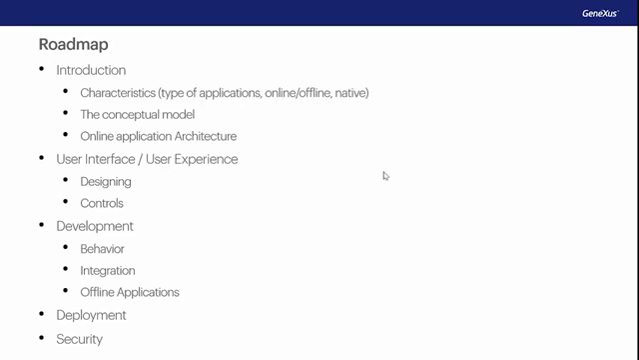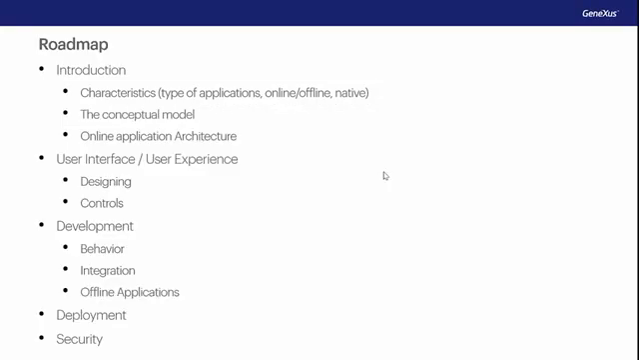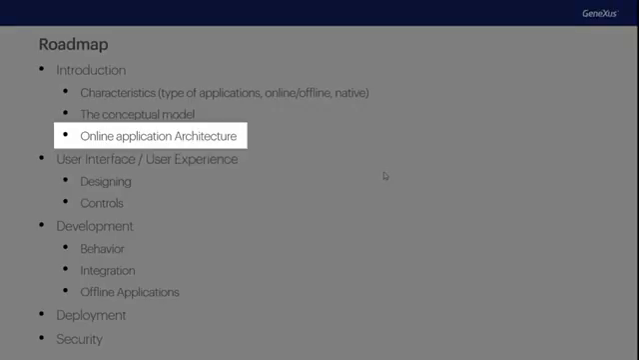In this level, we will deal with the following aspects. We'll start with the characteristics of these applications, the types of applications that exist, and the possibility of developing applications that only work online, or that also work completely or partially offline. Also, we'll talk about the underlying conceptual model together with the objects on which it rests and the architecture of the applications which are completely online.